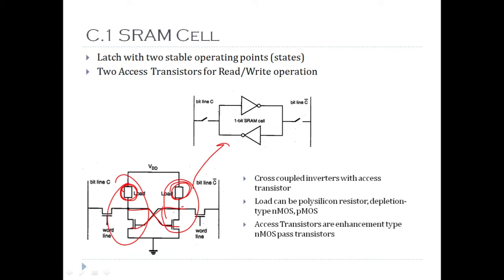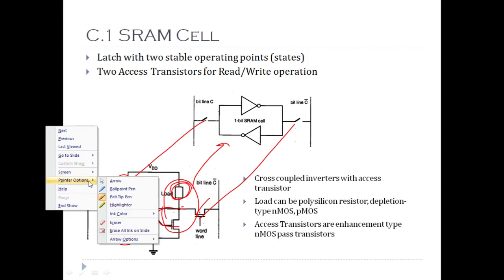It can be replaced with a depletion type NMOS, or it can be replaced with the PMOS. If it is replaced with PMOS, then it gives us CMOS SRAM cell. Now, the cell can be accessed through switches. Switches are implemented using enhancement type NMOS pass transistors. So you can see the switches are here. So this is switch 1 and this is switch 2. So this is a very generalized structure of SRAM cell.